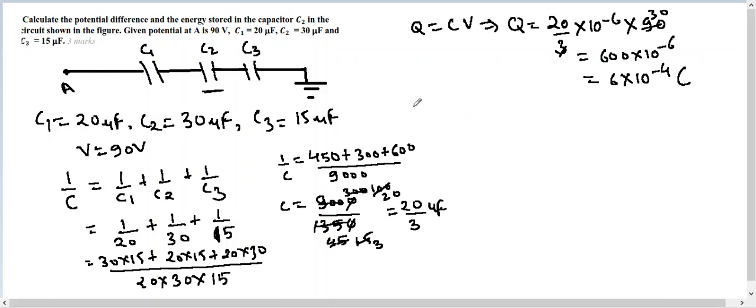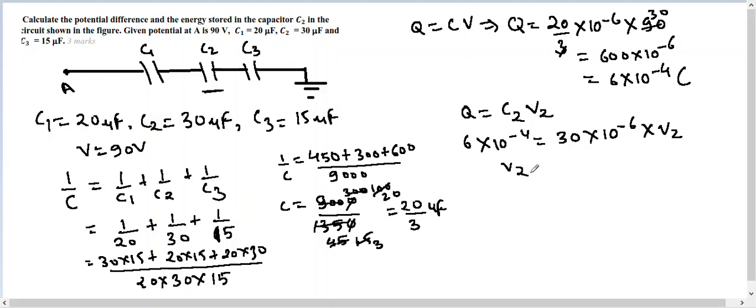Okay, now the potential across the capacitance C2, we can write it as Q is equal to C2 into V2, that we have to find out. The charge we have already calculated as 6 into 10 to the power minus 4. C2 we know is equal to 30 into 10 to the power of minus 6, and V2 we have to find out. So V2 is equal to 6 into 10 to the power of minus 4 upon 30 into 10 to the power of minus 6. So you can calculate further and your answer is going to be equal to 20 volts.